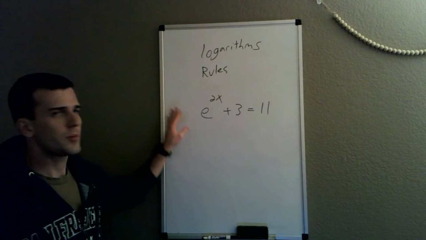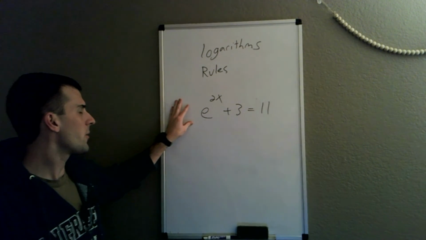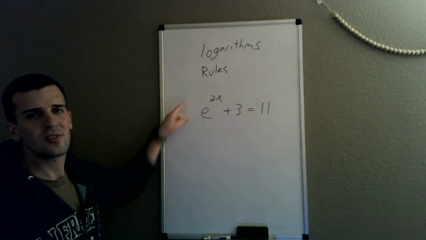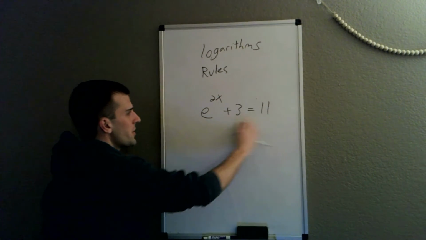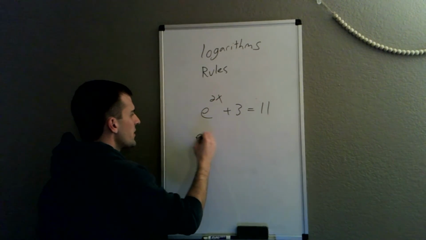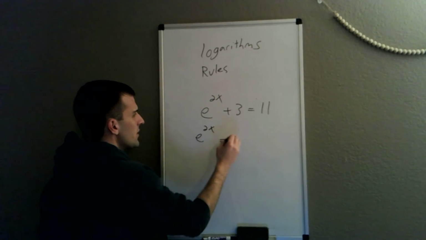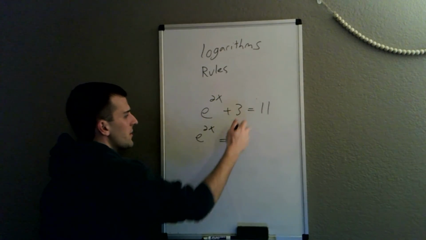Alright, so this looks like it would be really hard to solve with normal algebra without logarithms. We're going to have to use logarithms, so let's get to it. So first thing, I'm going to move this 3 to the other side. We're going to get e to the 2x is equal to 8.